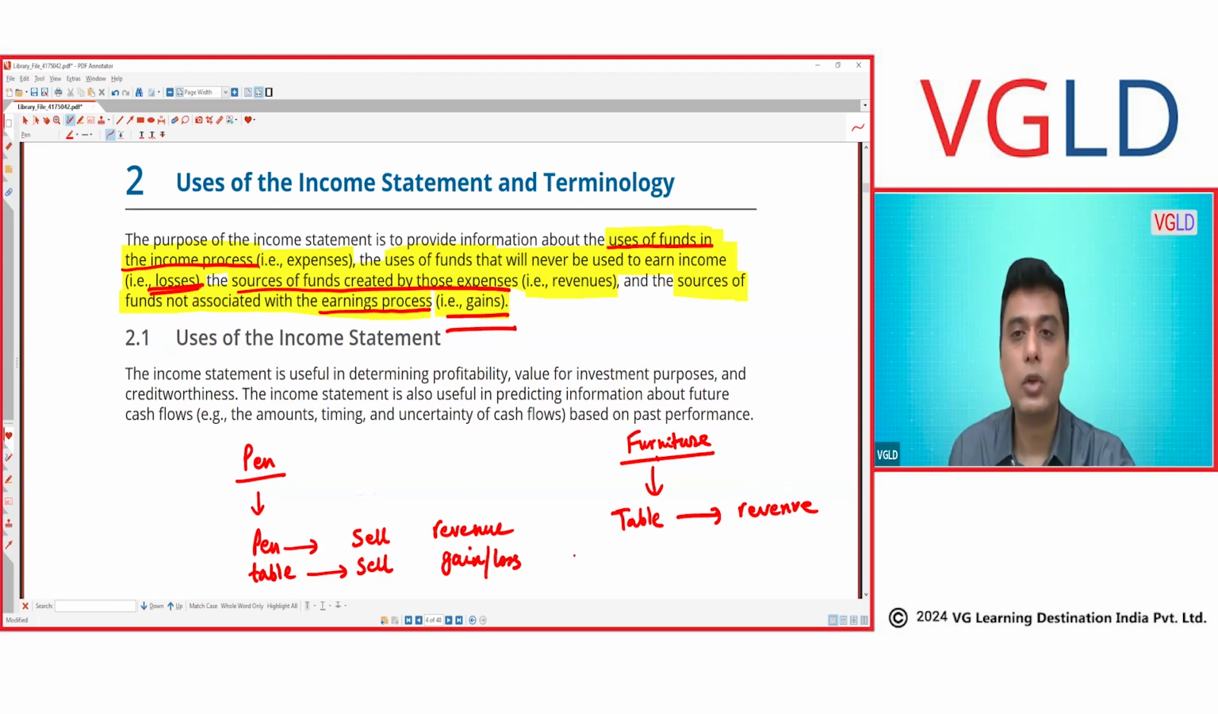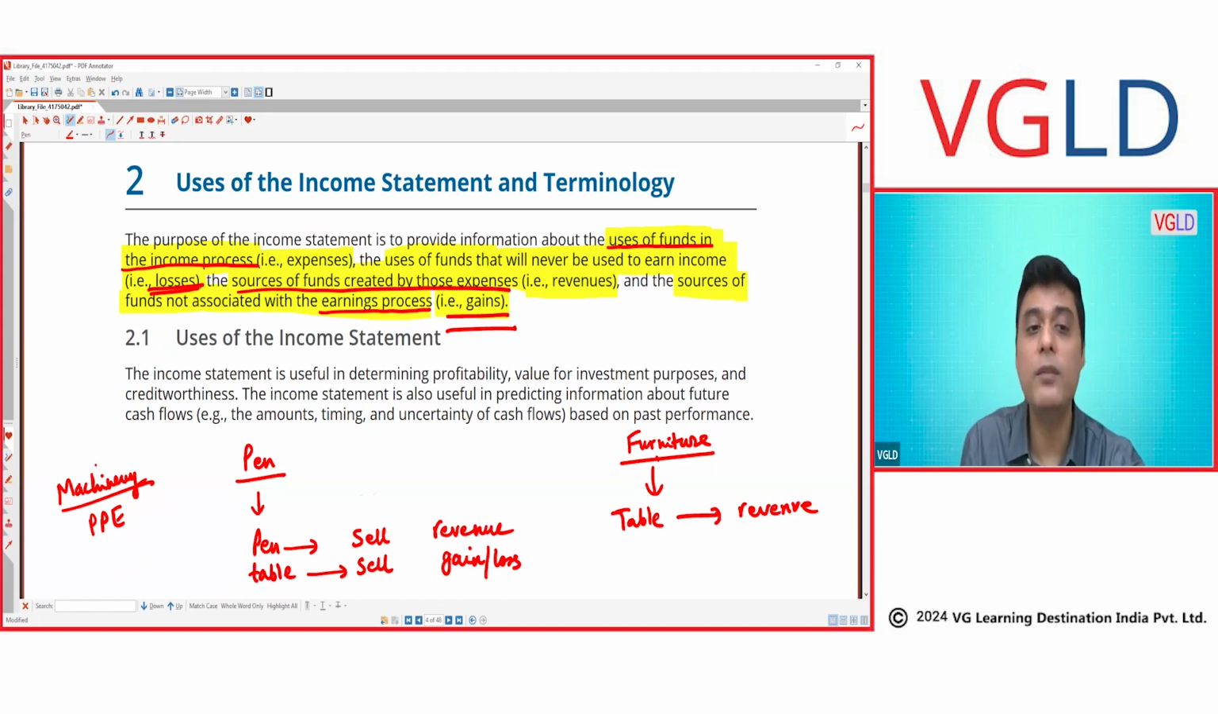So don't go by the item. A company may have sold machinery. Don't go by the item. That machinery, that means it is part of property, plant and equipment. That means, no, if it's a machinery manufacturing company, then it is not property, plant and equipment for them. If it's a machine manufacturing company, for them machinery is inventory.